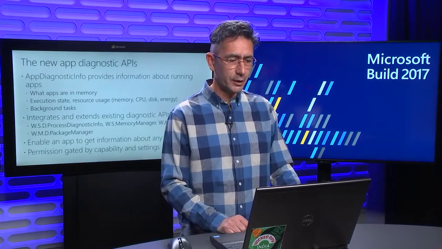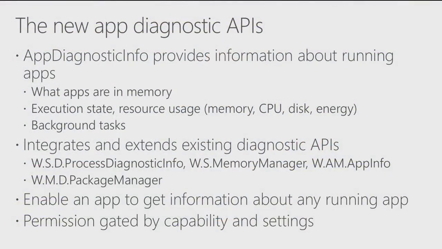So the primary class in the new API is the App Diagnostic Info class. And this will tell you what apps are in memory. It will tell you their execution state. Are they running, suspending, suspended, not running? And metrics about the resource usage, as I said, the memory usage, including the private and shared commit, the CPU usage, the disk usage, energy, quota, status, and so on and so forth.